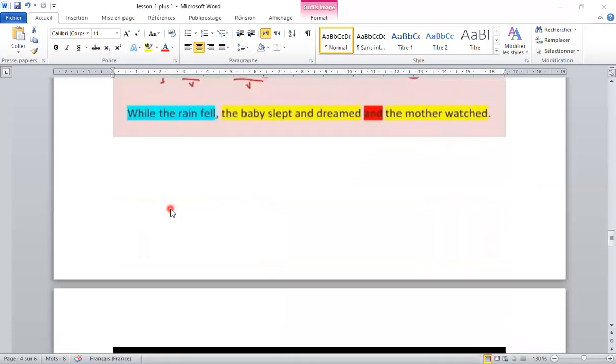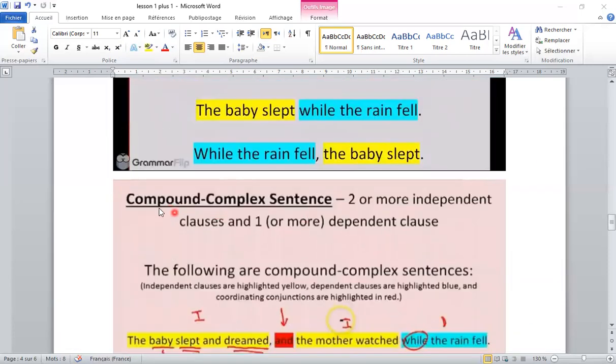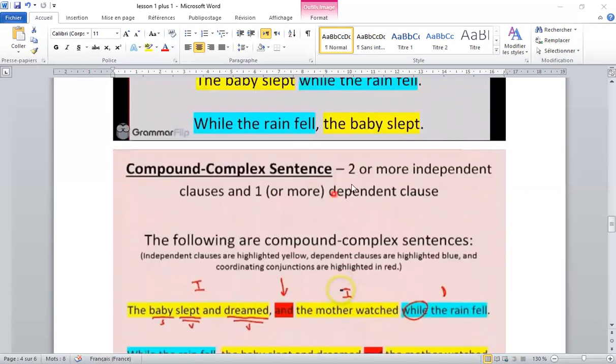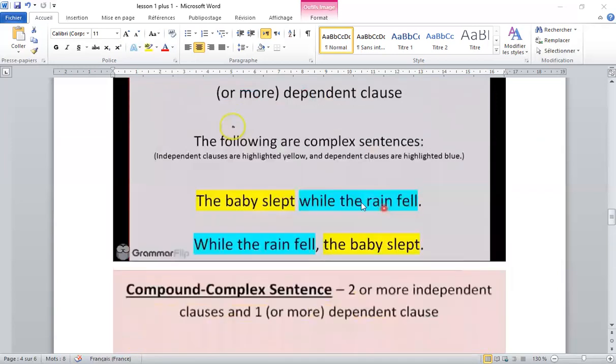Now, complex, compound. As I told you, compound complex. It means two or more independent clauses, two or more dependent clauses. So look here, please. The baby slept, one clause. The rain fell, one clause. How many clauses? Two clauses. Connective is while. The baby slept while the rain fell, it's not compound.